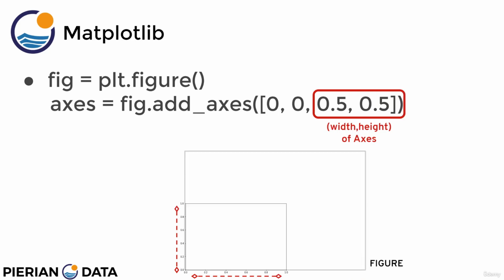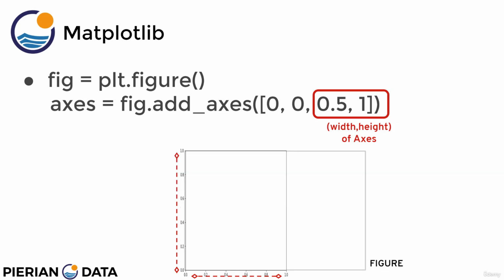So let's imagine I said 0, 0, but I set my width and height to be 0.5 and 0.5. That means that my bottom left-hand corner in regards to the figure is actually still starting at the bottom left-hand corner of the figure itself, so the axes matches up with the figure there. However, the width and height are only going to be half of the width and height in regards to the figure canvas. So we actually get a plot that would look something like this.